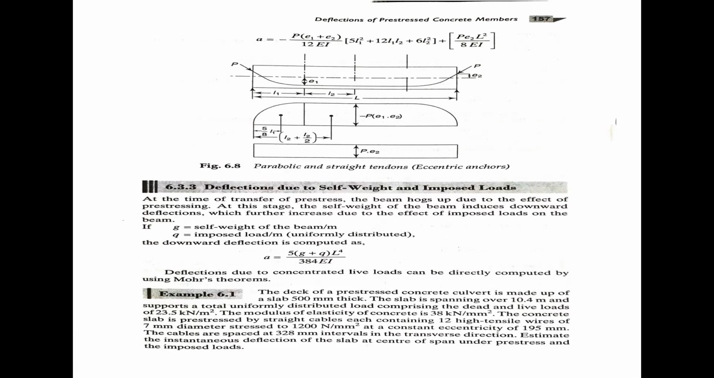We are given a prestressed concrete slab for a culvert, made up of a slab 500 mm thick. The slab is spanning over 10.4 meters. The span length is given as 10.4 meters. Now write the given data in this problem, example 6.1.